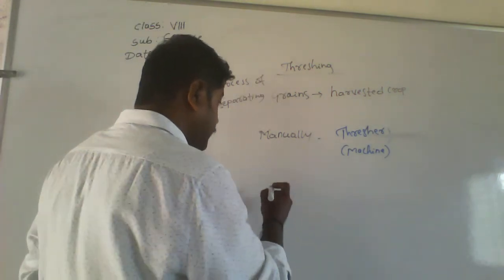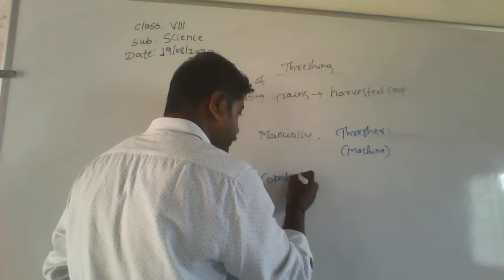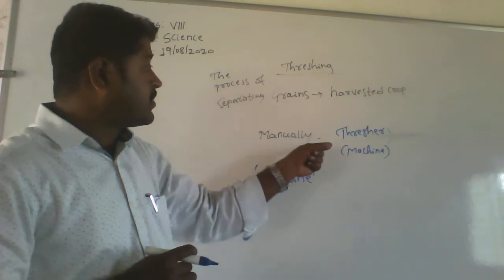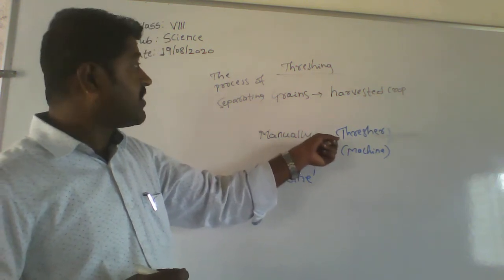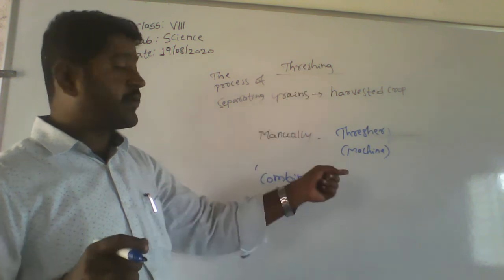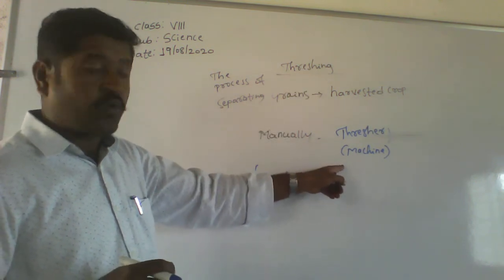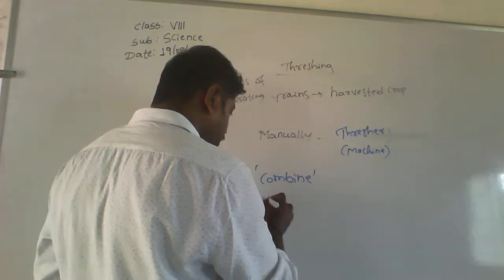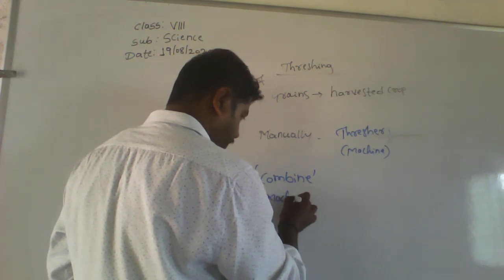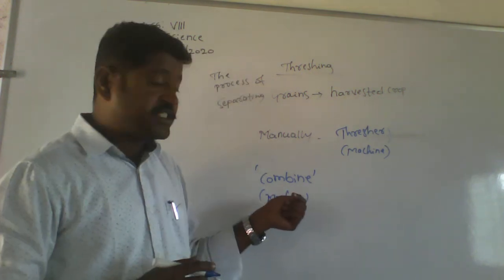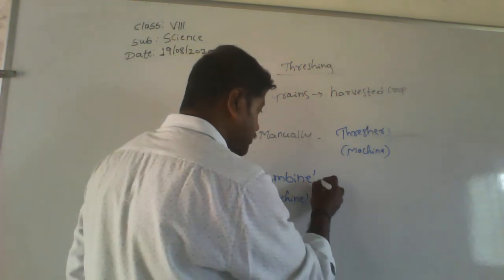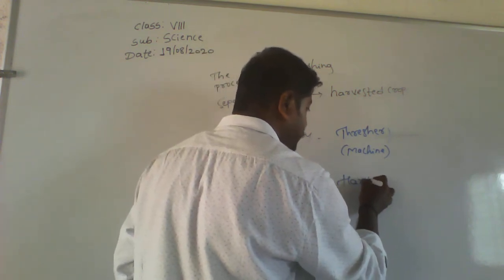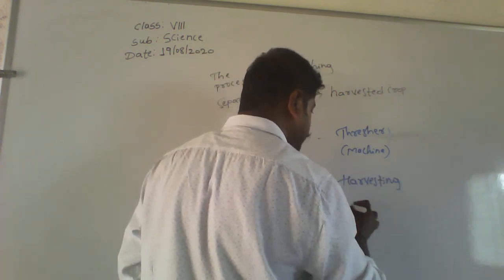Whereas combine is also a machine. Thresher is a machine which is used only for threshing. Are you getting my point? Whereas a machine called combine is used for both, in the sense that it is for harvesting as well as threshing.